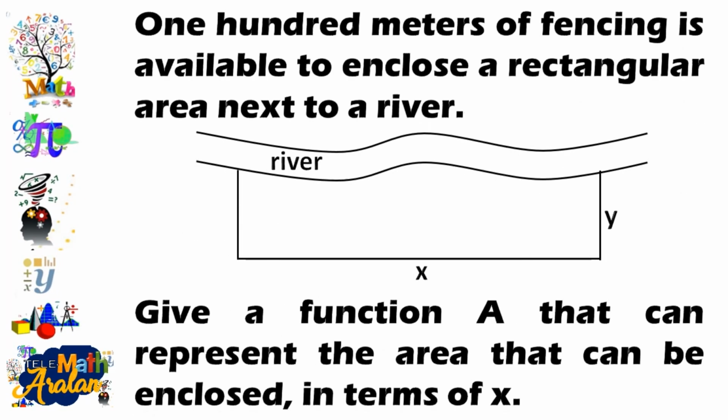100 meters of fencing is available to enclose a rectangular area next to a river. See the figure. Give a function a that can represent the area that can be enclosed in terms of x. Try to find the function. What's your answer? Let us see if your answer is correct.